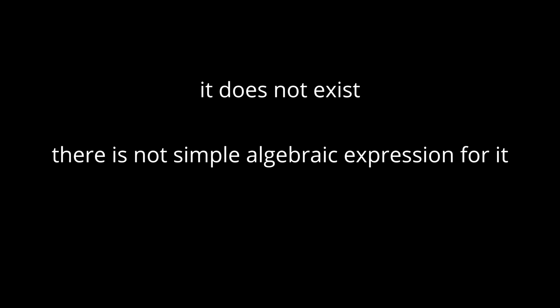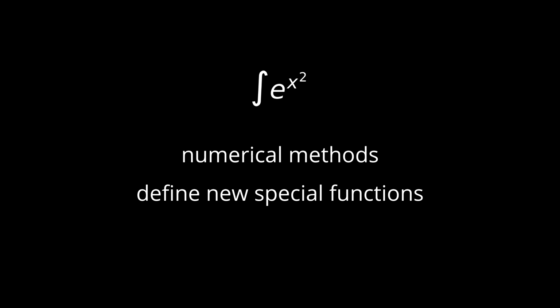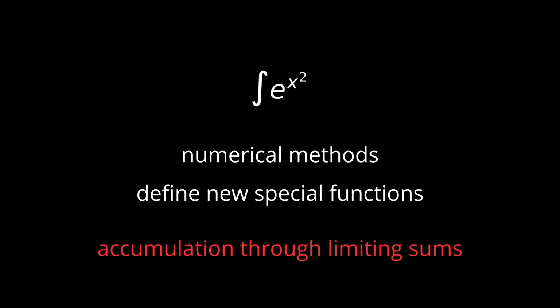Now, reality check. Not every function is cooperative. Sometimes you encounter something like the integral of e to the x squared. You search for an elementary antiderivative. It does not exist. There is no simple algebraic expression for it. When that happens, we use numerical methods or define new special functions. But the concept of integration remains the same: accumulation through limiting sums.